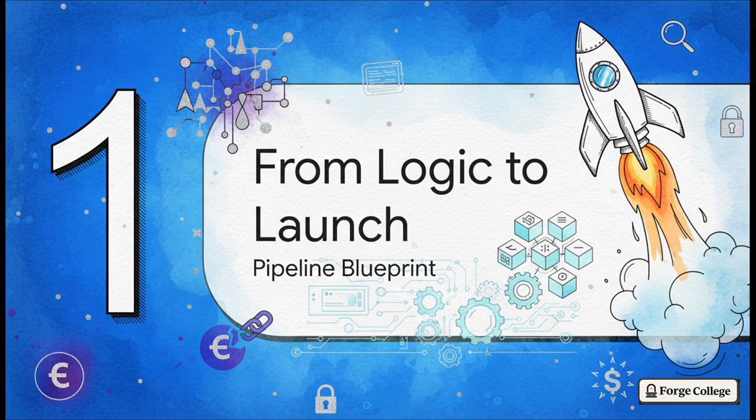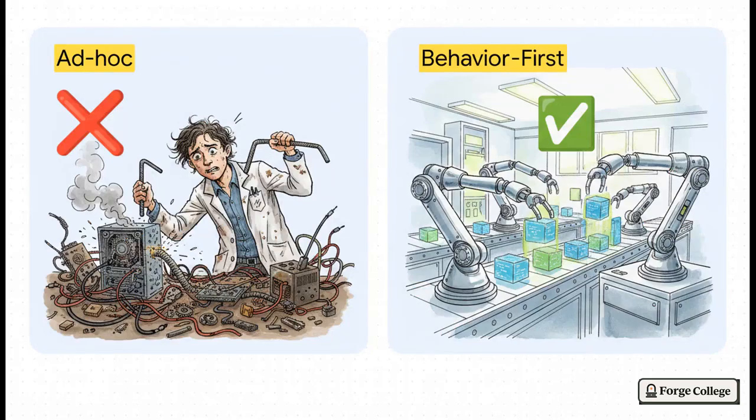All right, Section 1. From logic to launch. Drafting the pipeline blueprint. Okay, so there is a really stark contrast we need to talk about here. If you're coming over from the Ethereum world, you might be super used to ad hoc testing, right? You know the drill. Deploying to a testnet, poking it with a stick in Remix, and just kind of hoping it doesn't explode. Well, that manual, click and hope tinkering is notoriously fragile.